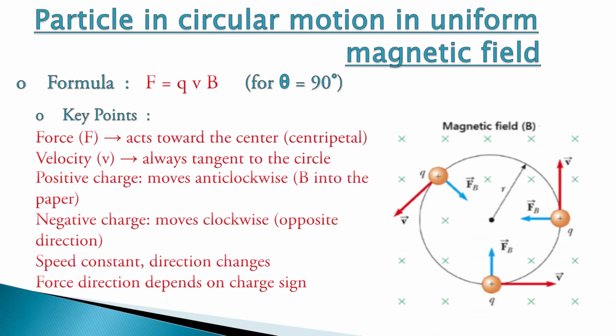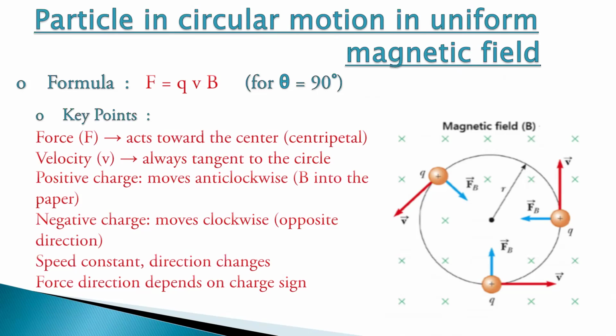In our diagram, the magnetic field is directed into the paper and the positive particle moves anticlockwise along the circular path. For a negative particle like an electron, the magnitude of the force is the same, but the direction of rotation is opposite. That is, if the positive particle moves anticlockwise, the negative particle moves clockwise along the circle.